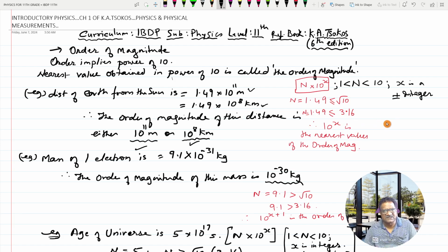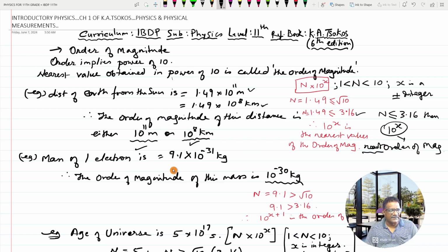So this particular thing is very important. If n is less than or equal to 3.16, then whatever 10 raised to x is, this will be the order of magnitude. So I've written here, therefore 10 raised to x is the nearest value of the order of magnitude. Now this is the meaning of nearest value. Okay, so let us go to the second example.